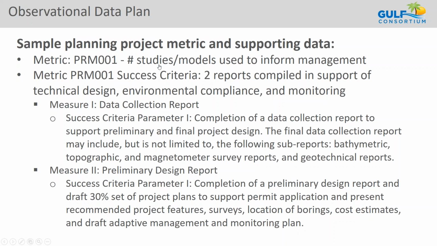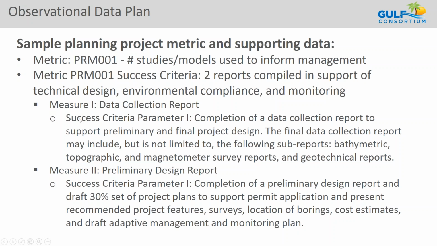For each metric, you're going to have some supporting measures. Your measure might be very similar to the metric. Here, this describes your metric as number of studies or models used to inform management. So this would be the metric if you're doing a feasibility study, for example. And here they have two different types of reports, the data collection report and the preliminary design report. Those are your supporting measures that get you to your success criteria of 2 reports compiled. We didn't make this up. This is all council required stuff here.